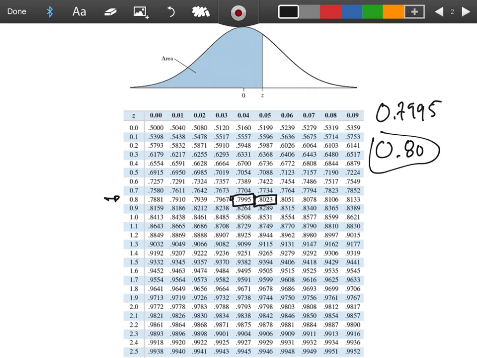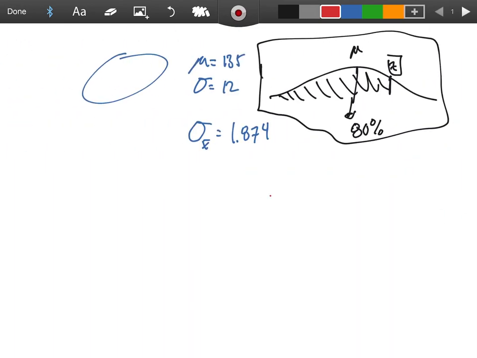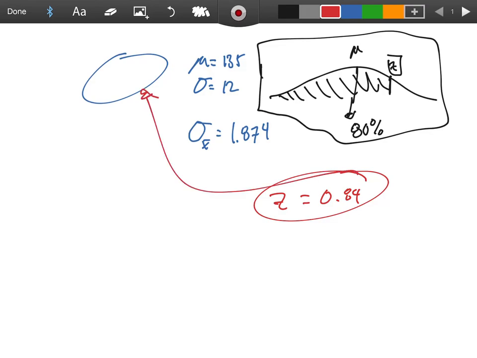So now, what z-score correlates with this proportion? Well, it just so happens, this is not typical, that it's 0.8, and then I want to run up here to find the other number, 4. So a z-score of 0.84 is at the 80th percentile. Now, what value does this track back to in the sampling distribution of means? So what sample average is at the 80th percentile?